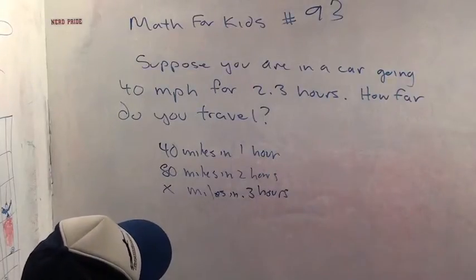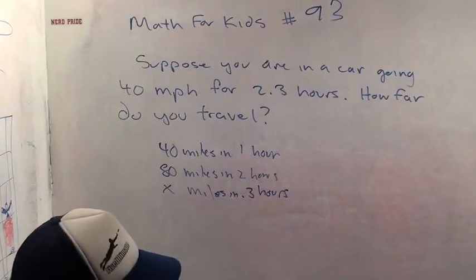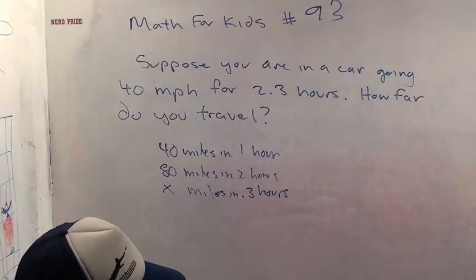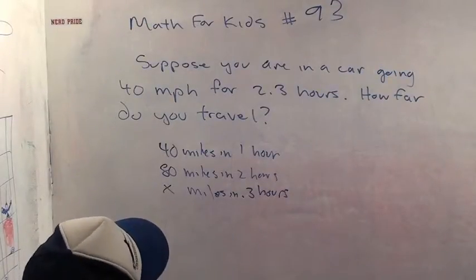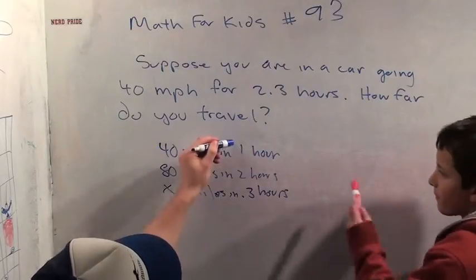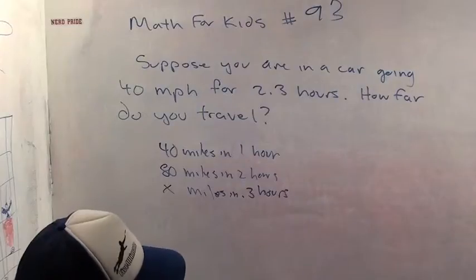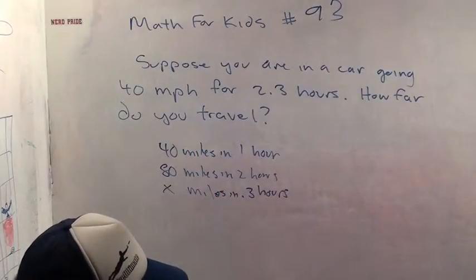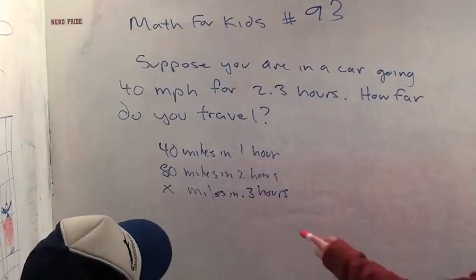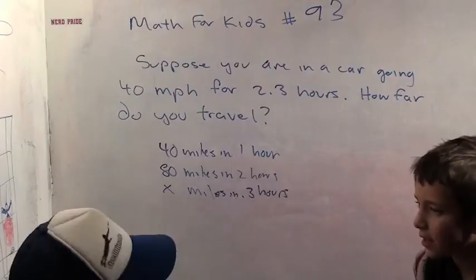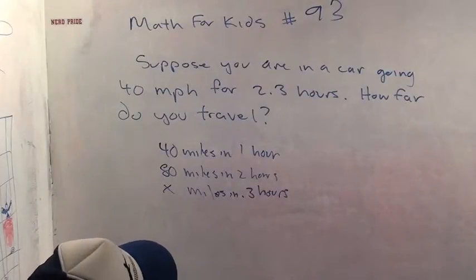Okay, so what are you going to do? Well, how do you get from 1 to 0.3? Yeah, good question. How did you get from 40 to 80? You multiplied by 2. How did you get from 1 to 2? You multiplied by 2. Okay. So how do you get from 1 to 0.3? Well, I have an idea. What are you going to do? We can get to 0.1 by dividing by 10. Okay. So 4 miles in 0.1 hours.